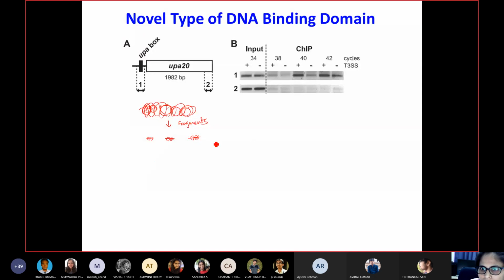In our case, we want to isolate whether AvrBs3, which is an effector, is binding to a certain kind of DNA, whether it is present or not. For example, here, whether it is binding to the UPA box or not. So what you can do is create an antibody which binds to your effector protein, BS3, and then you can take all these fragments and incubate them with your antibody.